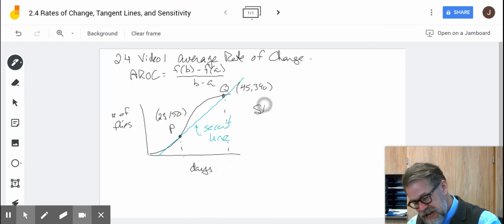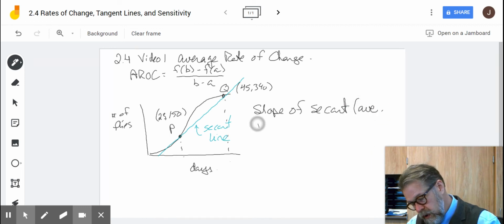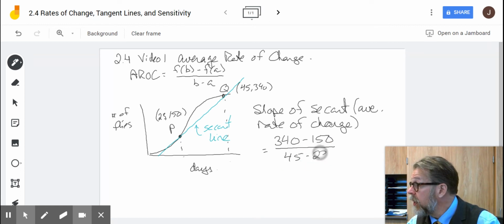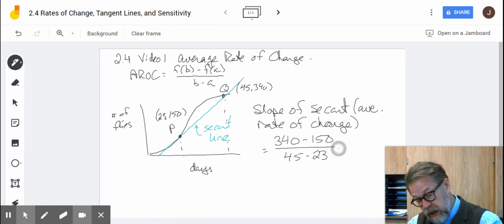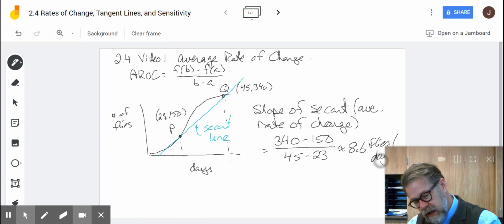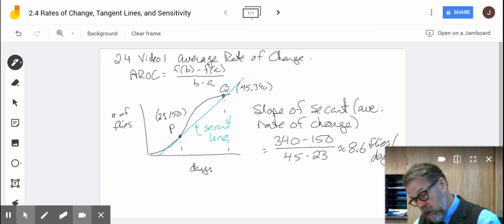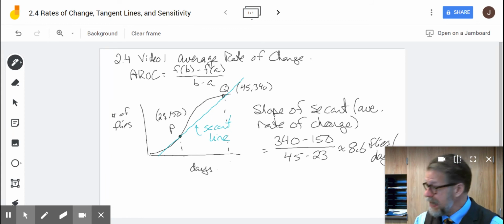And the slope of this secant line, which is also the average rate of change of the fruit flies over time, is 340 minus 150 divided by 45 minus 23. And we get approximately 8.6 flies per day. So that's great. Okay, over the course of 22 days, we get 8.6 flies per day.